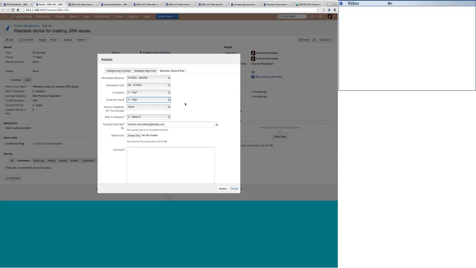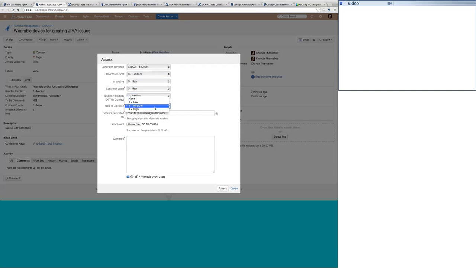Coming to the feasibility, what is the feasibility of this concept? Feasibility can be concluded from many parameters such as the resource availability, the financial condition of your organization, or the market condition. So right now, I feel that the feasibility of this idea is medium. We also capture the risk to adoption. At this point of time, if you feel that the risk to adoption is not medium, but we have very low risk while implementing this idea, we can always go ahead and update the risk to adoption.